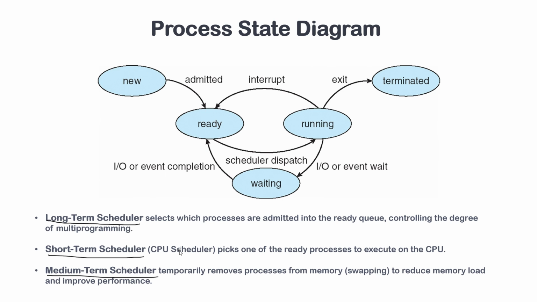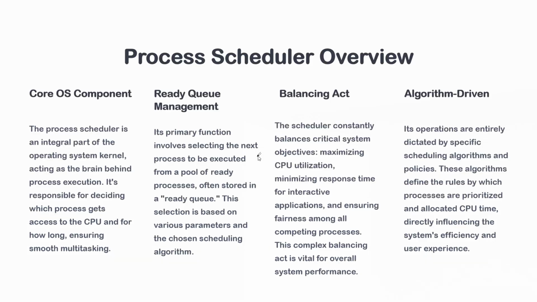Short-term CPU schedulers pick one of the ready processes to execute on the CPU. So when the process comes in the ready state, the short-term scheduler shifts it into execution. Medium-term schedulers temporarily remove the process from memory, swapping to reduce memory load and improve performance.